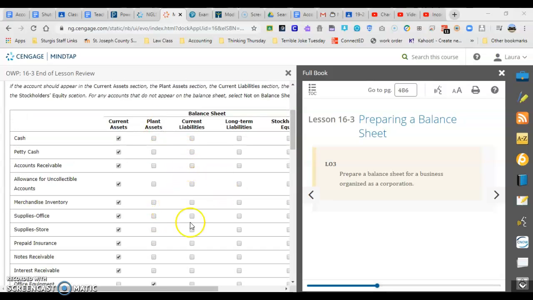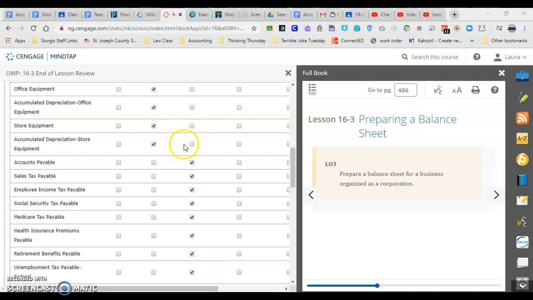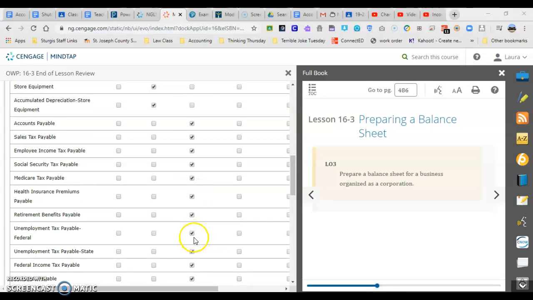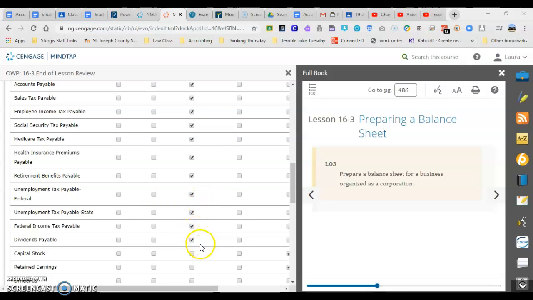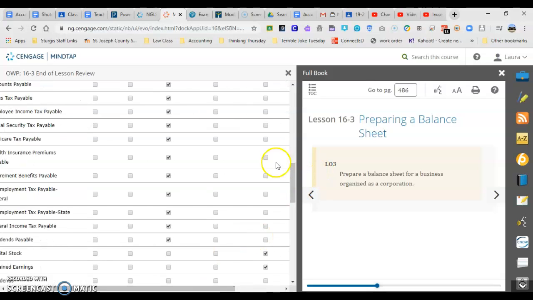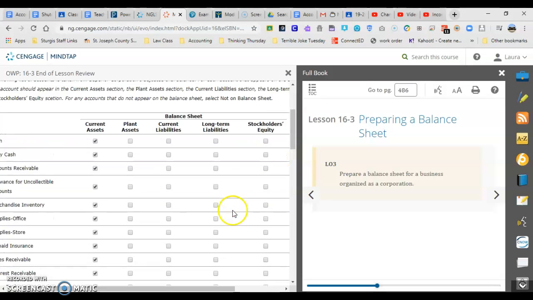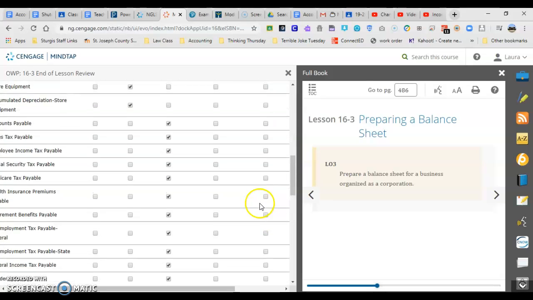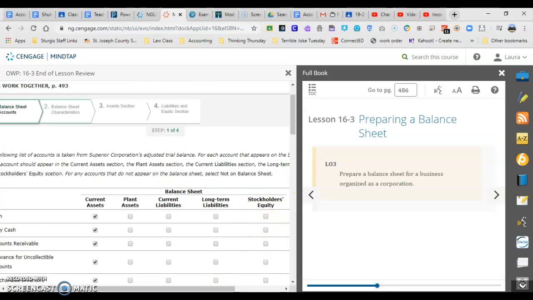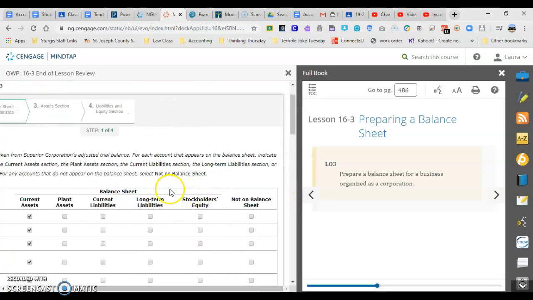Then we talk about current liabilities, the same thing, liabilities that you know within the year you're going to owe them and pay them. So accounts payable, sales tax, employee income taxes, health insurance premiums, retirement premiums, unemployment, dividends payable, those are all current liabilities here. And then the equity section, we didn't have any long-term liabilities for this company, meaning longer ones that you're going to pay out later.